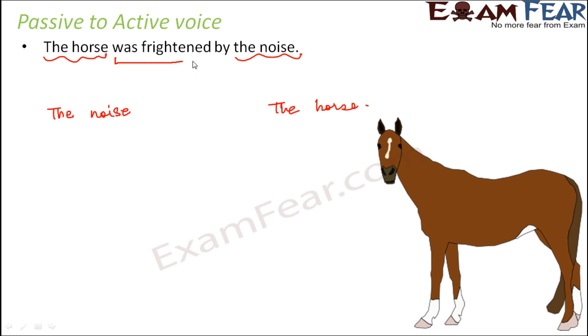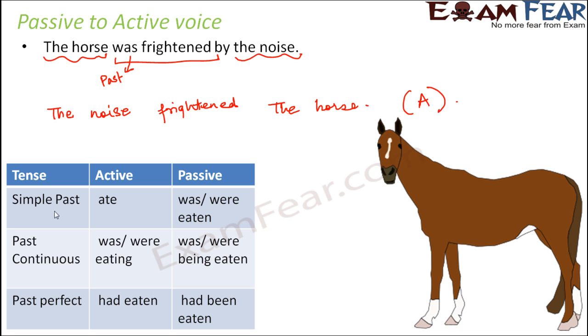Now what about was frightened? The presence of was tells us that it is past tense, right? Since it is past tense, and here we have frightened, which is the third form of the verb, we cannot use the first form of the verb, because the first form is always the present tense, like frighten. So we will use the second form of the verb. So this would be: the noise frightened the horse. So this is our active form.